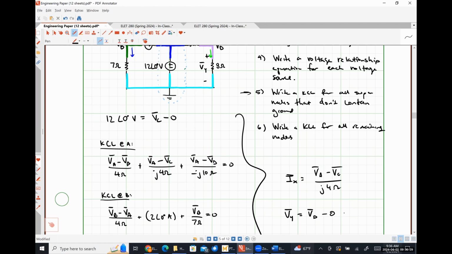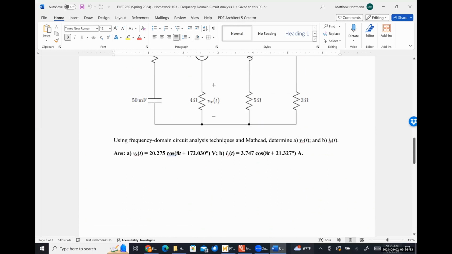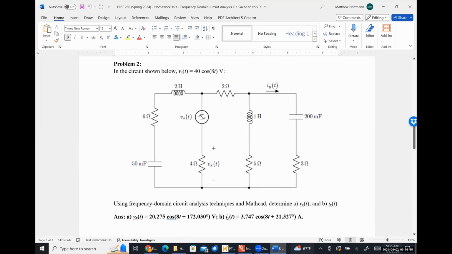Let's look at problem number 2 from that homework set, where we've got that voltage source in an odd position, and I'm going to choose ground to be just at the bottom.